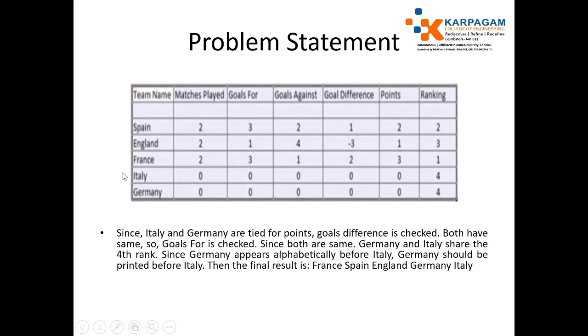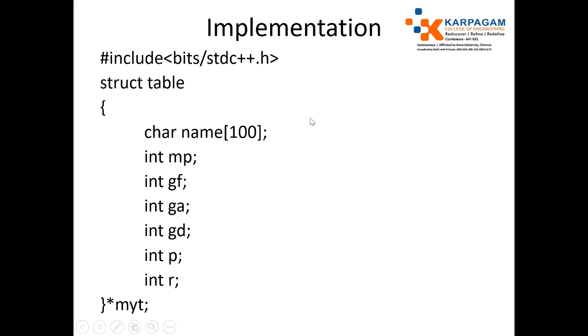Okay, if the user gives the number of teams as 5, you have to create an array which consists of all the details like team name, match played, goals for, goals against, goal difference, points, and ranking. For this purpose, I have created a data structure to maintain these fields. And I maintain a pointer which points to the starting address of the points table. When the user gives the number of teams as 5, you can dynamically allocate by using the malloc function, which is included in the next section.